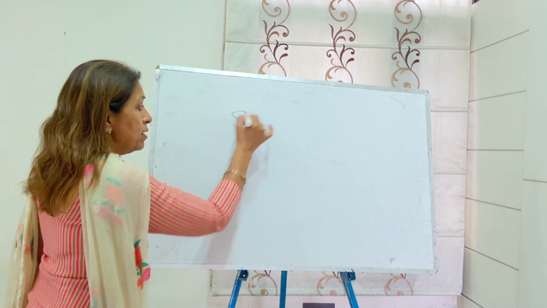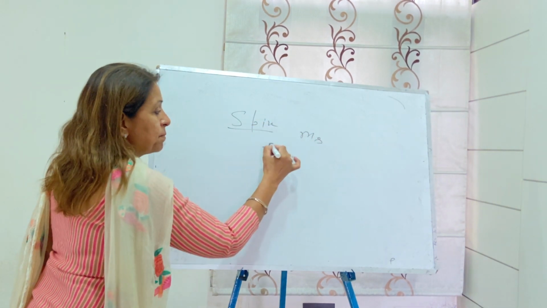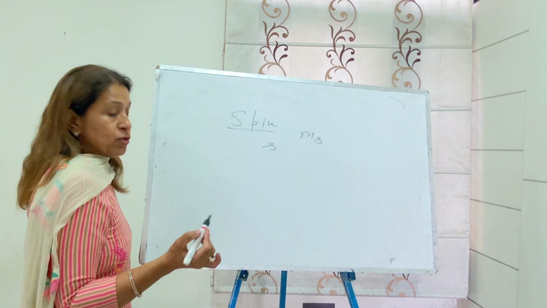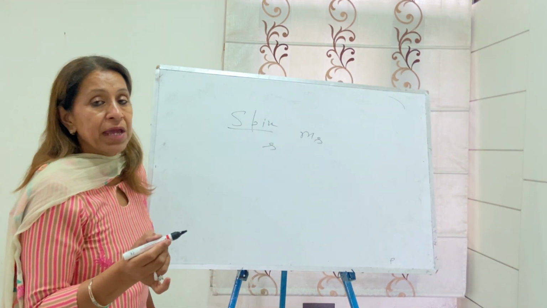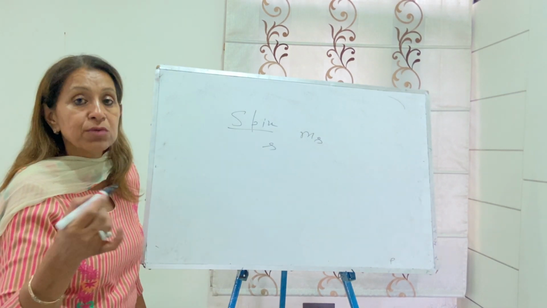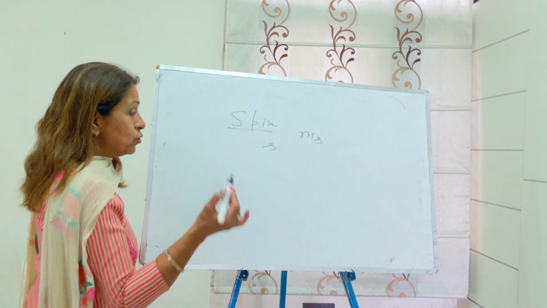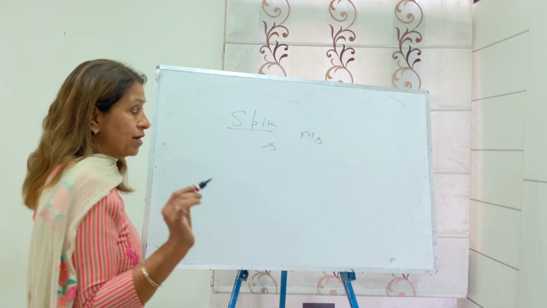And what about spin? The spin quantum number is represented by ms or simply s. A spinning electron around the nucleus behaves just like a magnet, so it shows a magnetic moment. How to calculate the spin magnetic moment, we will take in the numericals.